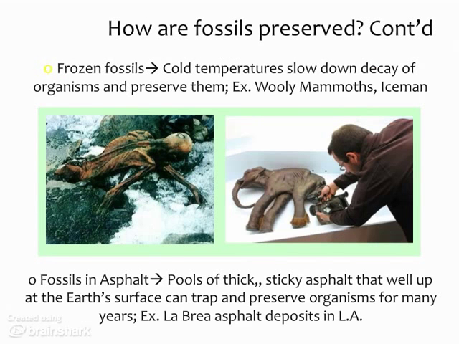A couple other ways that fossils can be preserved are shown here on this slide. Kind of creepy, but that picture on the left shows an actual iceman that was preserved. So fossils can be frozen, and also kind of like that woolly mammoth on the right. Fossils can also be preserved in asphalt. For example, like the La Brea tar pits, which I believe was shown on the Bill Nye video.